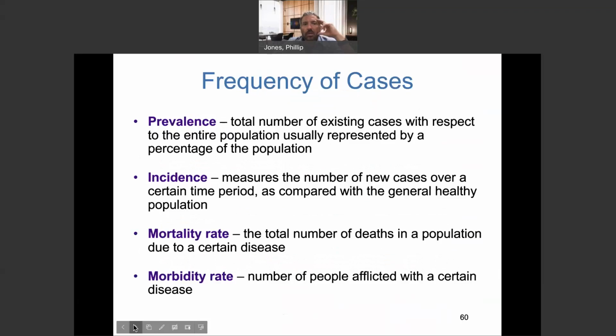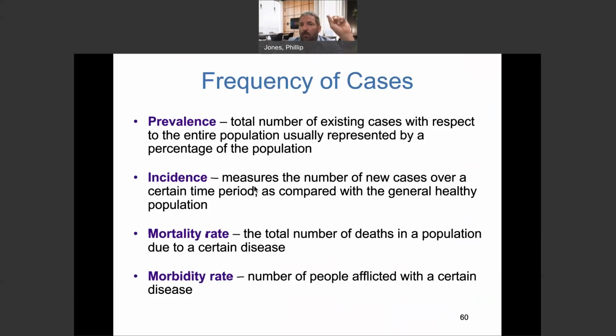So these are all terminology from before: prevalence, incidence, mortality rate, and morbidity. Mortality is the total number of deaths in a population due to a certain disease. Morbidity is the number of people afflicted with a certain disease. So the morbidity rate is always higher than the mortality rate. Mortality is just how many get killed, morbidity is how many people have it, and then we're talking about comorbidities with the diseases, like what else do they have going on?